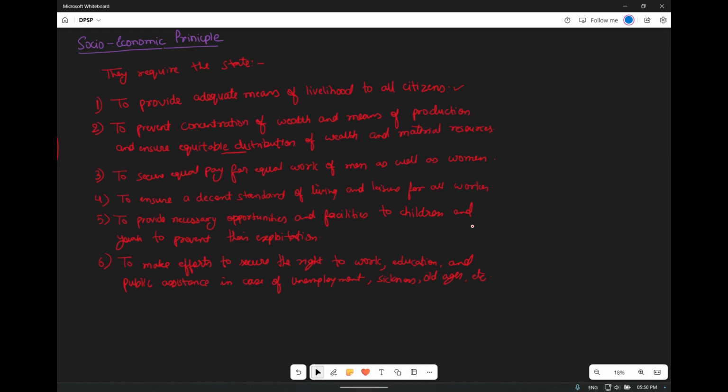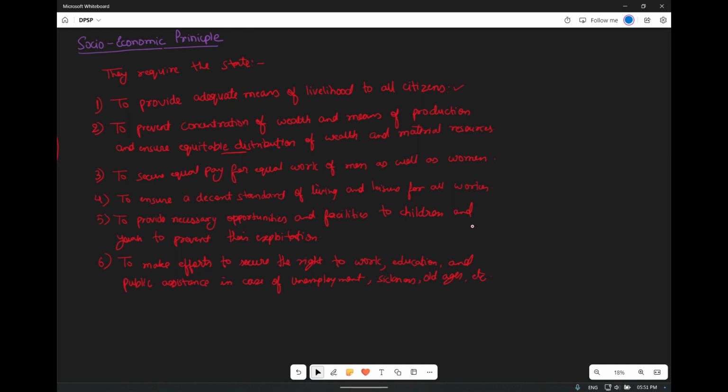Third was to secure equal pay for equal work for men as well as women. No gender discrimination should be there. That is being guaranteed through the socio-economic principle. Another point is that it is not guaranteed as such; whatever policies the government makes should be made by taking care of these points.